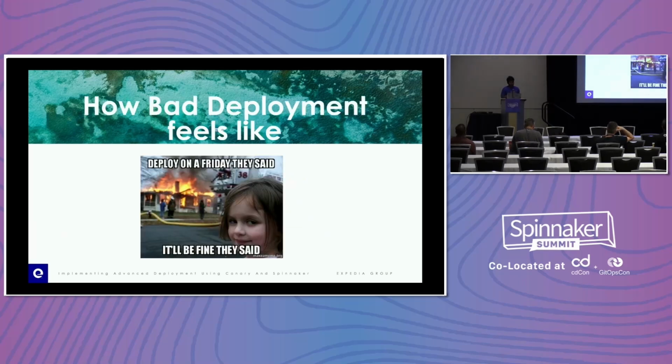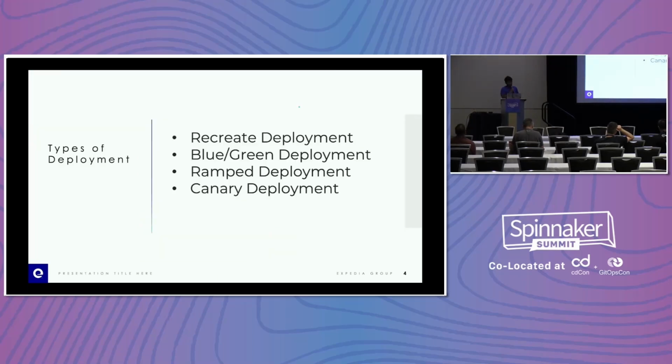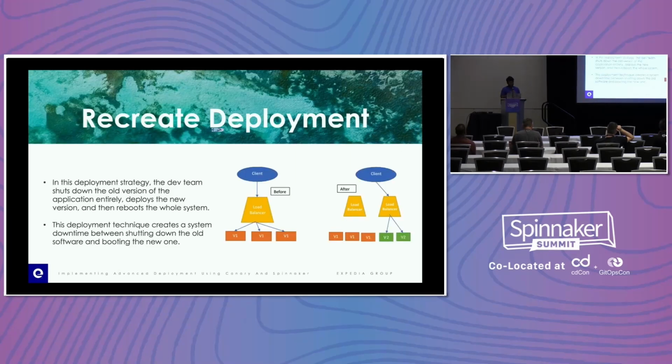So bad deployments are unavoidable, but definitely we can reduce the damage. So here are the deployment strategies we have available in the market. First one is a recreate deployment. The simplest one, we just delete all the available service and we launch the new version in the servers. So we have downtime in the recreate deployment.